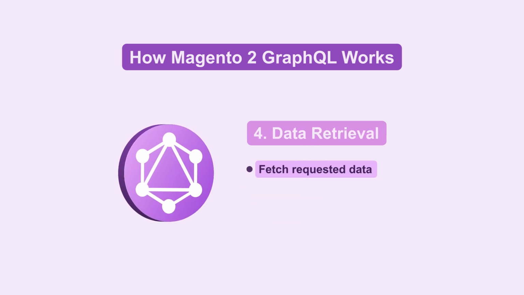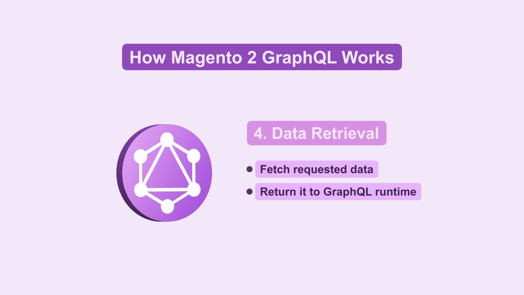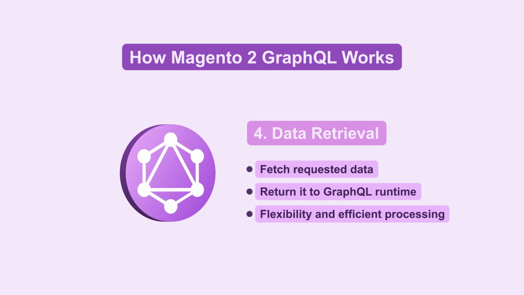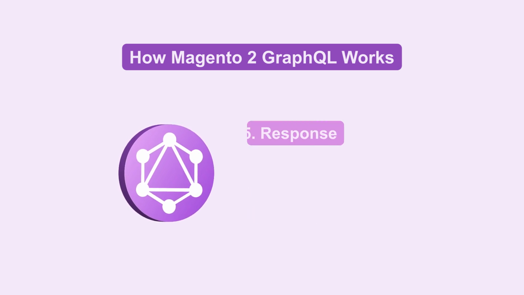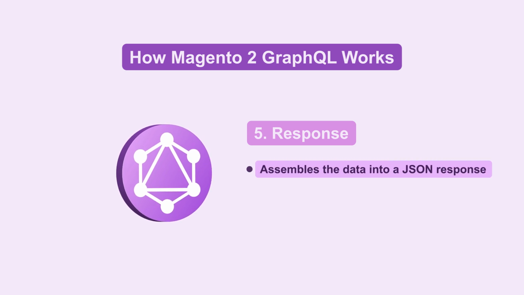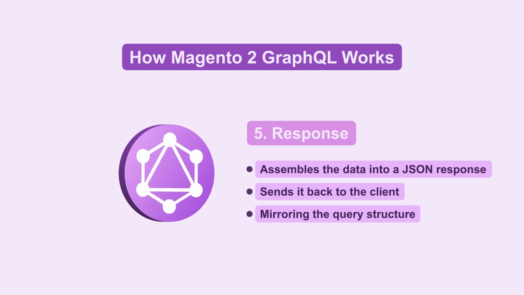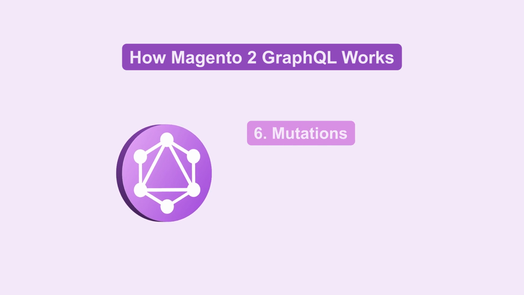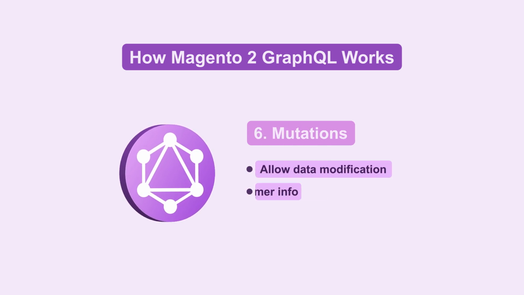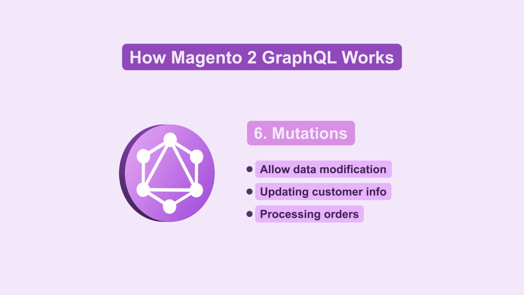Resolvers fetch requested data and then return it to GraphQL runtime, offering flexibility and efficient processing. GraphQL Server assembles the data into a JSON response and sends it back to the client, mirroring the query structure. Besides querying, mutations allow data modification, like updating customer info or processing orders.